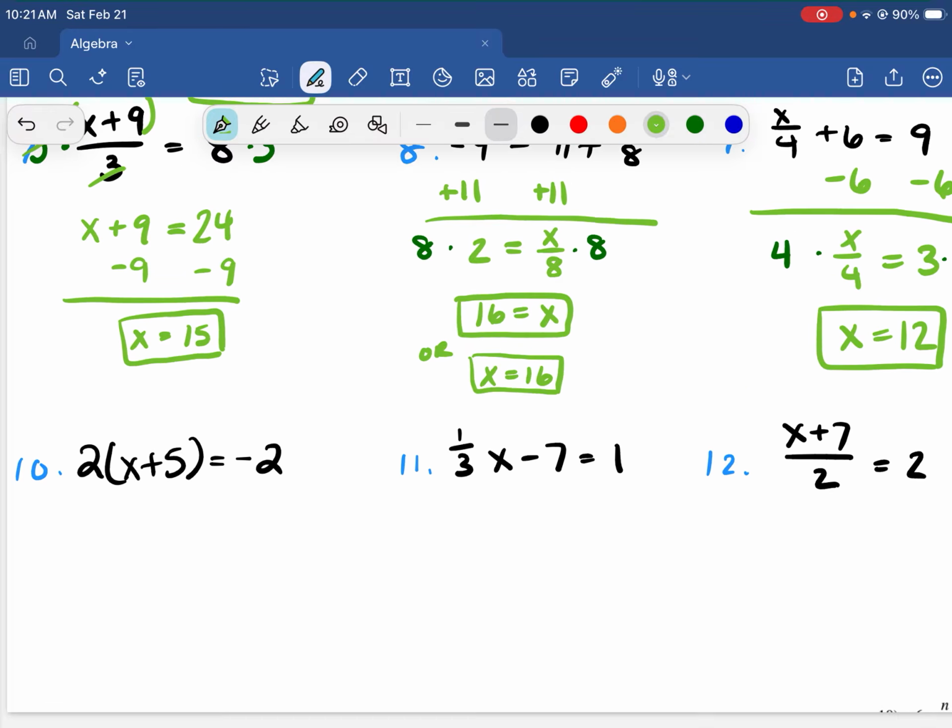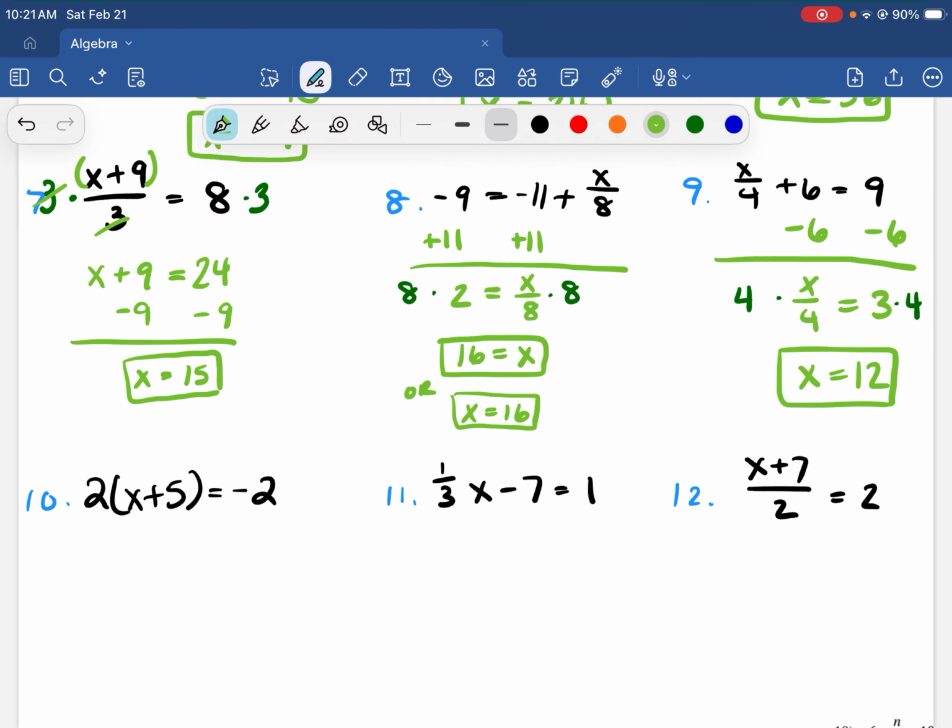Number 10. I have parentheses here. I didn't have to make them. They were already given to me, so I know that x plus 5 is coming as a package deal. So I don't want to subtract away first. X plus 5 is together to start. So if I can't add or subtract away for anything yet, I want to try multiplying or dividing.